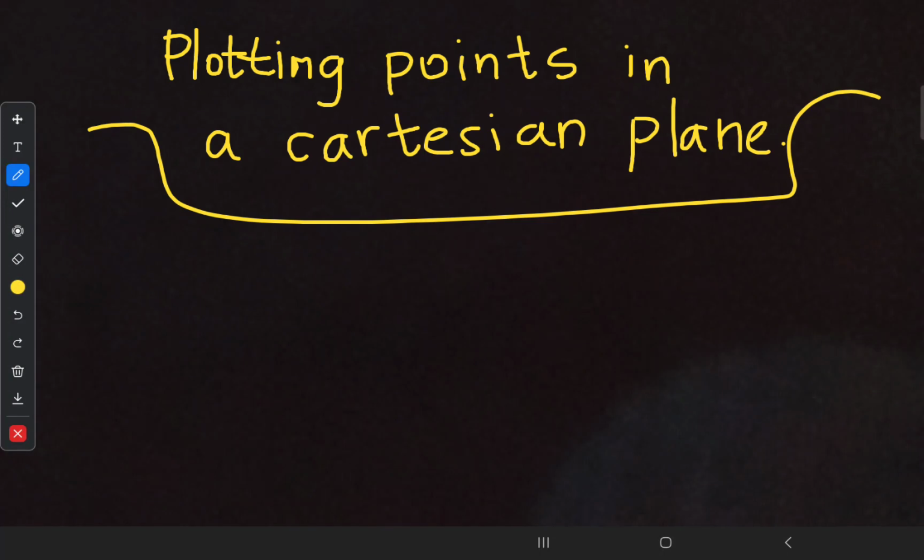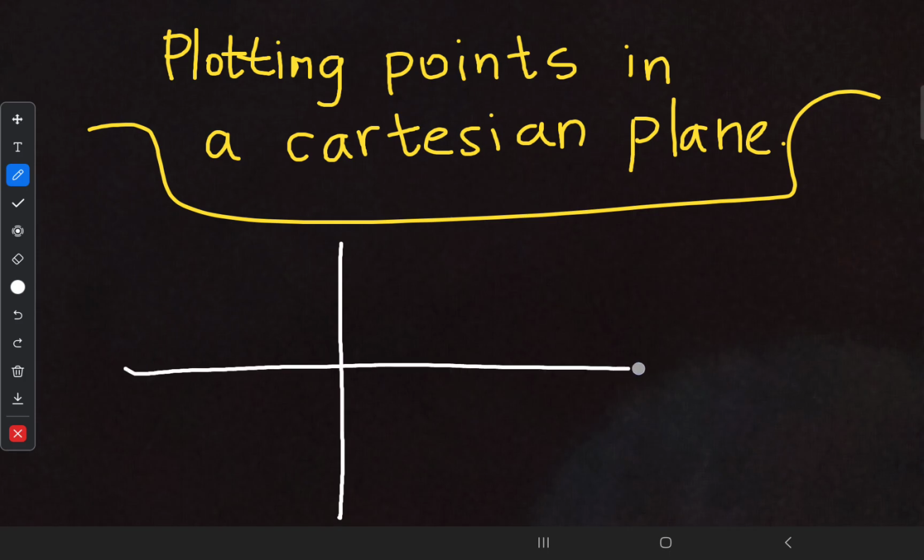Here we are going to discuss plotting points in a Cartesian plane. That means we have to draw a vertical number line and another horizontal number line. We discussed how to mark only positive x values and positive y values in previous classes. Today we are going to deal with some negative values also.